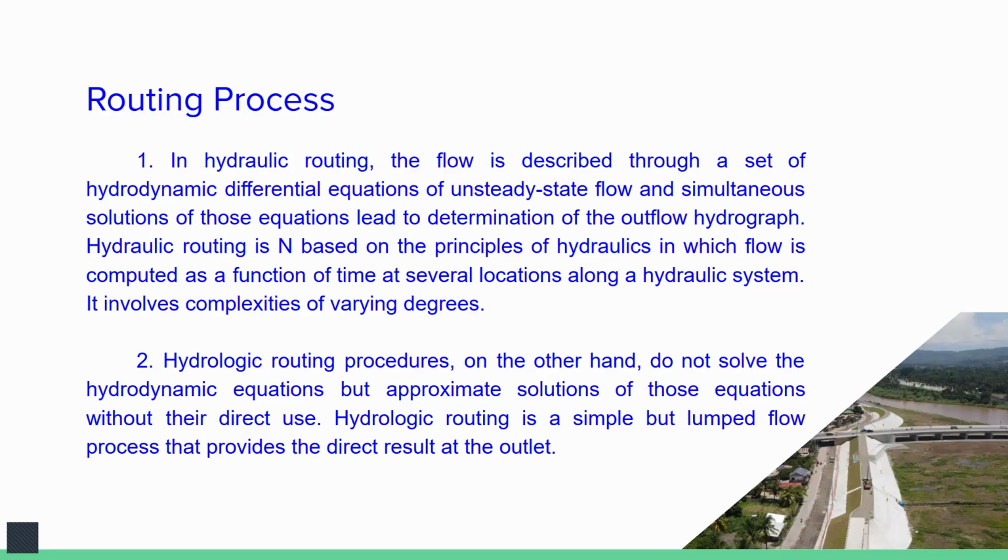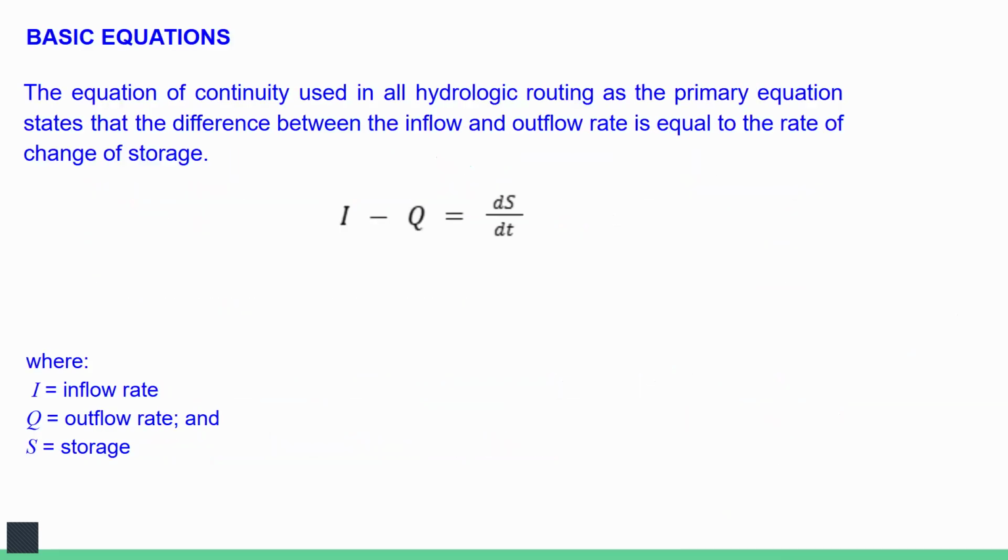It involves complexities of varying degrees, while hydrologic routing procedures, on the other hand, do not solve the hydrodynamic equations, but approximate solutions of those equations without their direct use. Hydrologic routing is a simple but lumped flow process that provides the direct result at the outlet.